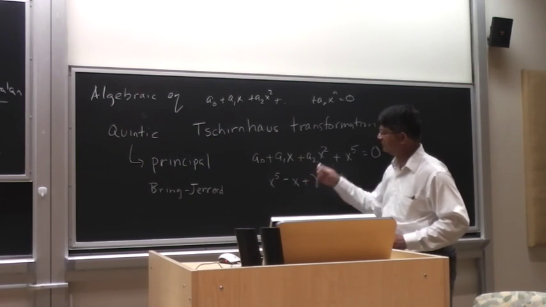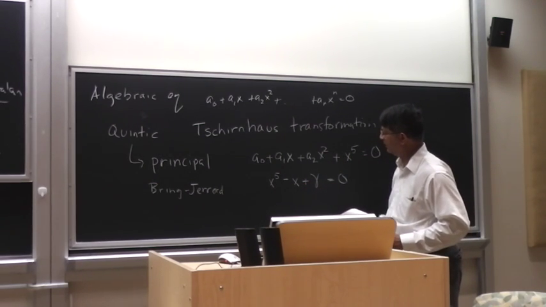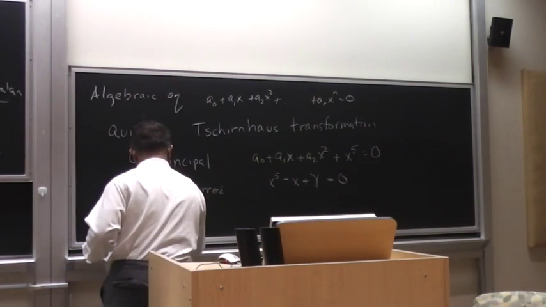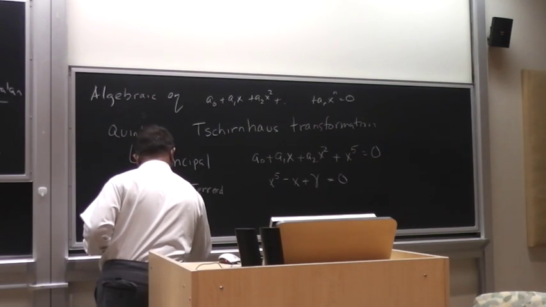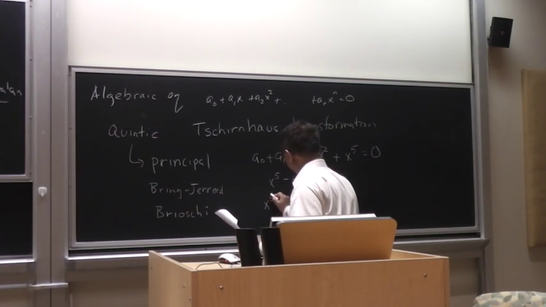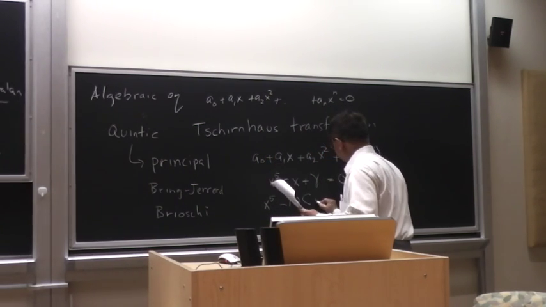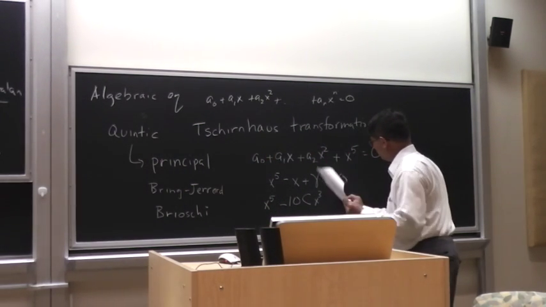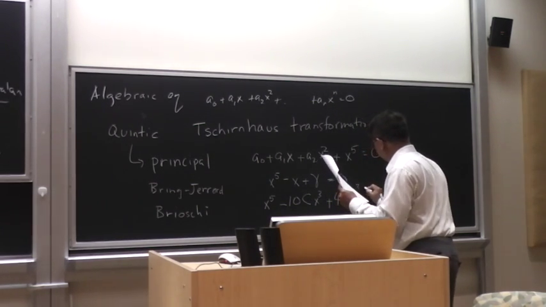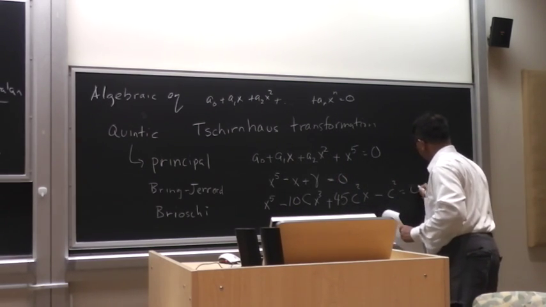Here, the coefficients of x squared, x cubed, and x to the fourth have all been removed. But that's not the end of it. There is also something called the Brioche normal form. And that looks like this. x to the fifth minus 10c x cubed plus 45c squared x minus c squared equals 0.